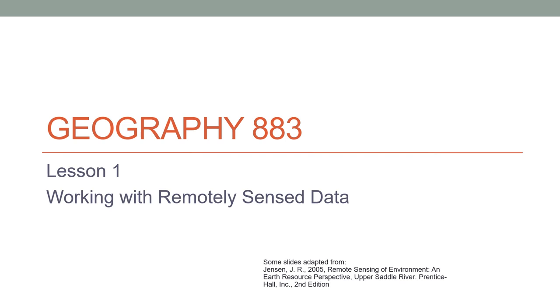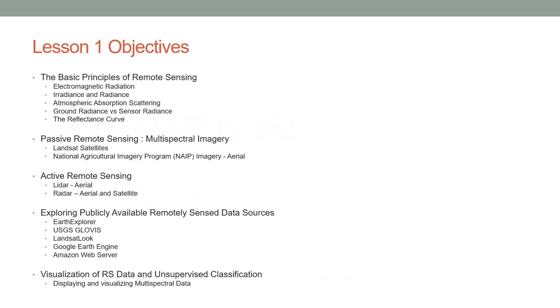This is the Lesson 1 instructor lecture, Working with Remotely Sensed Data. In this first lesson, we will focus on the following objectives. First of all, there should be a clear understanding of the basic principles of remote sensing. This includes electromagnetic radiation, the electromagnetic spectrum, the meaning of irradiance and radiance.